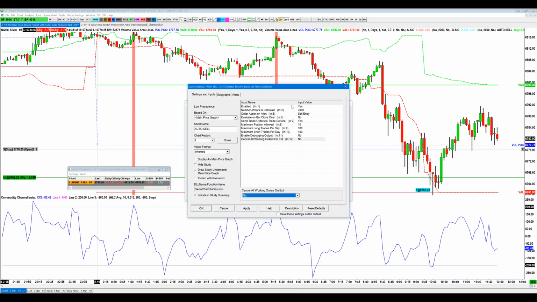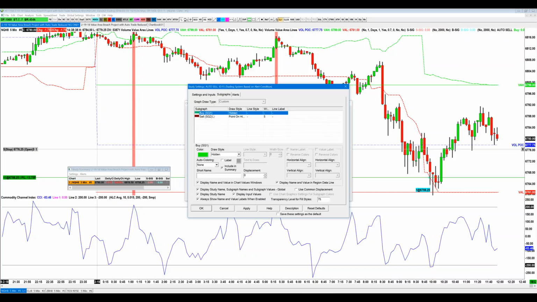All right, so that's our first. This is how you go step by step through the conditions for the sell. In the subgraphs tab, there are still buy and sell choices. What I recommend you do for the draw style of the buy signal, because it doesn't know what you're trying to do here and it's going to put them both on, is to make sure you choose hidden for the buy signal if we're working on our sell condition.